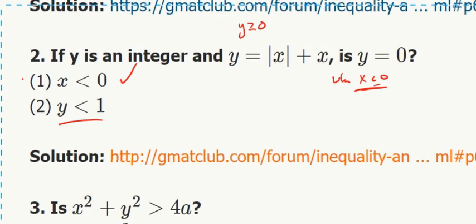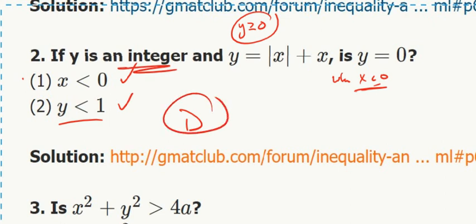y is less than 1. Well, we know y cannot be negative. So it's greater than or equal to 0, but less than 1. That means the only integer y could be is 0. So that's also sufficient. So y is less than 1 but greater than or equal to 0, it could only be equal to 0 because it has to be an integer.